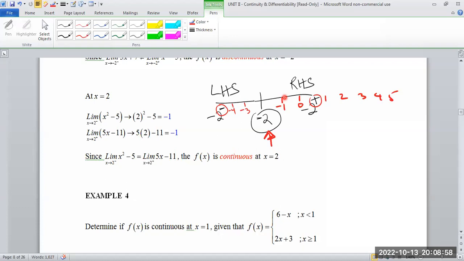Are there any other questions? All right, let's go. I don't want you to work this out on paper just yet. We're going to work this out in our heads. You can write on the question here, but I don't want you to work it out. We're going to do some mental mathematics. It says determine if f of x is continuous at x equals 1, given that the piecewise function is 6 minus x, such that x is less than 1, and 2x plus 3, such that x is greater than or equals to 1. Is the function continuous?